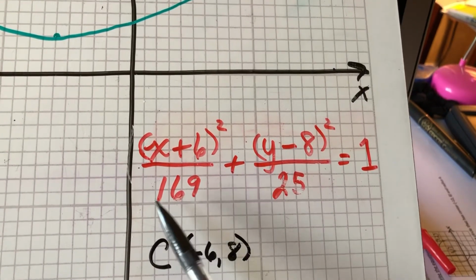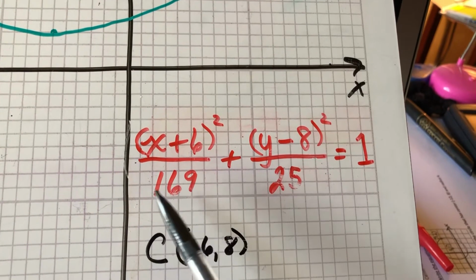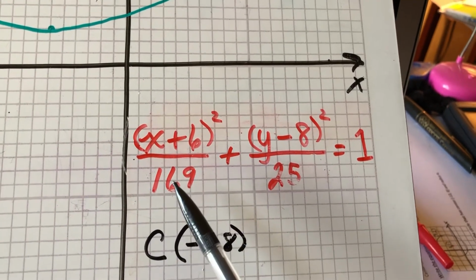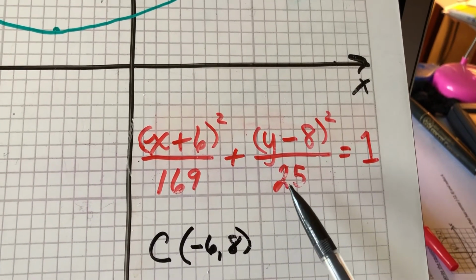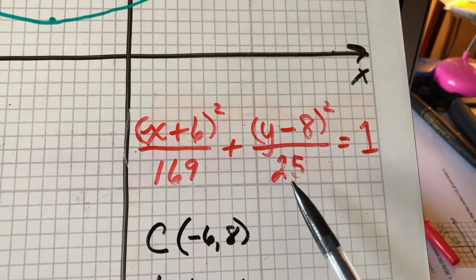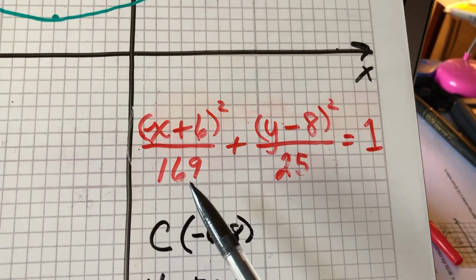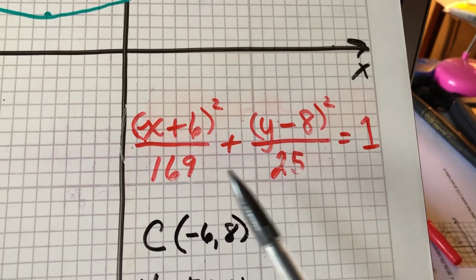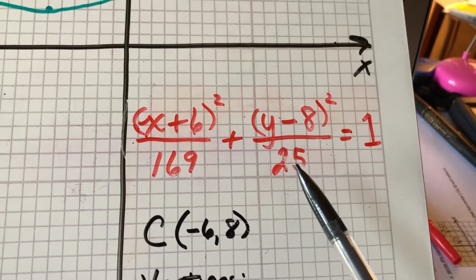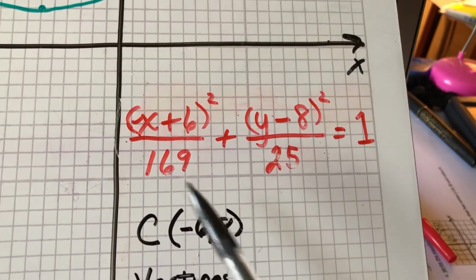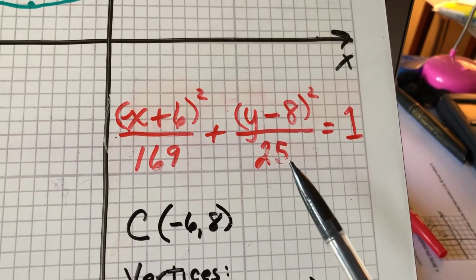This tells me the square of how many I go right and left from the center. This tells me the square of how many I go up and down from the center. These numbers are different, so I have an ellipse. If these numbers were the same, I would have a circle. Right, so know that this is a form of an ellipse, and it's in graph-ready form.